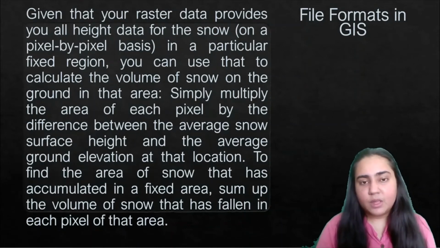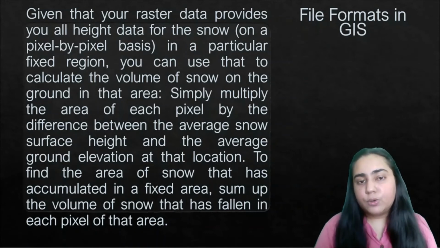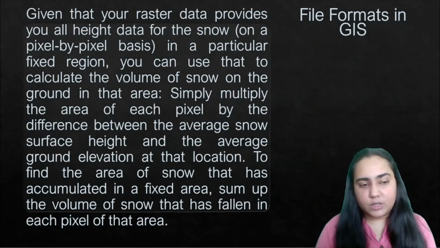How do you do that? Because everything is a box, everything is a square, and you know from the colored squares that this much area is having snow. So you could calculate the volume of snow by simply multiplying the area of each pixel by the difference between the average snow surface height and the average ground elevation at that location. And then to find the volume of snow that has accumulated in a fixed area, sum up the volume of snow that has fallen in each pixel of that area.